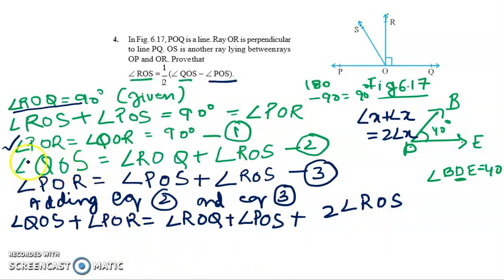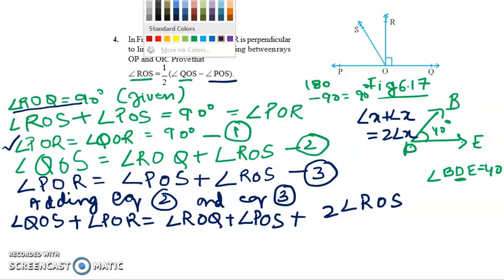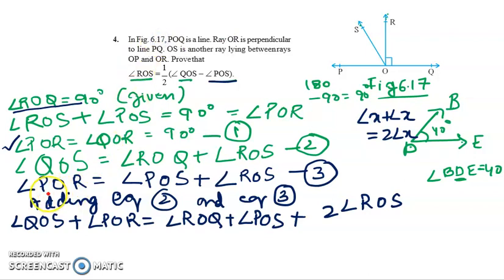Now see this equation, we have already shown that angle POR is equal to angle QOR. Now see angle POR, we are taking angle POR is equal to angle QOR. So where is angle POR? Here, angle POR is equal to angle QOR. Now see where is angle QOR? This. QOR is equal to angle ROQ. The same thing, not this angle. So angle QOR will be equal to angle ROQ only.